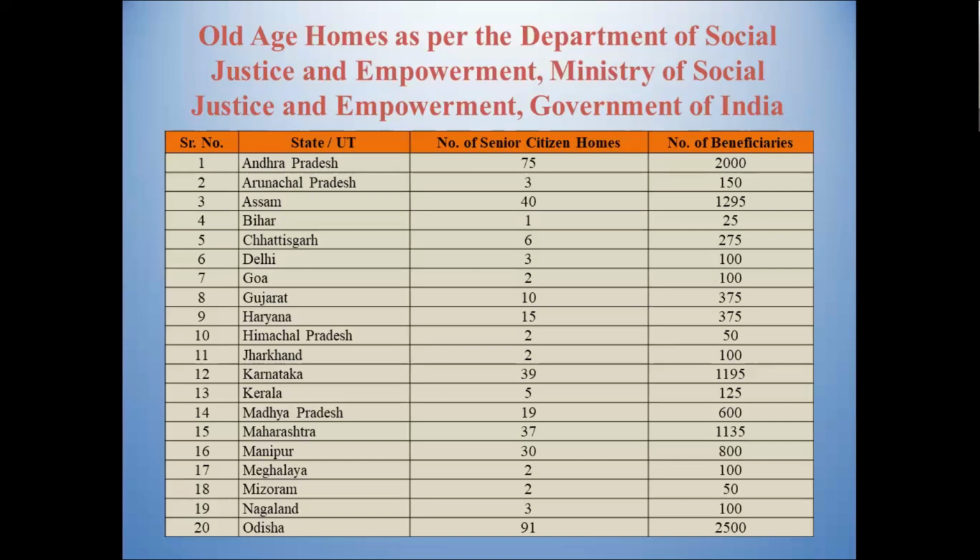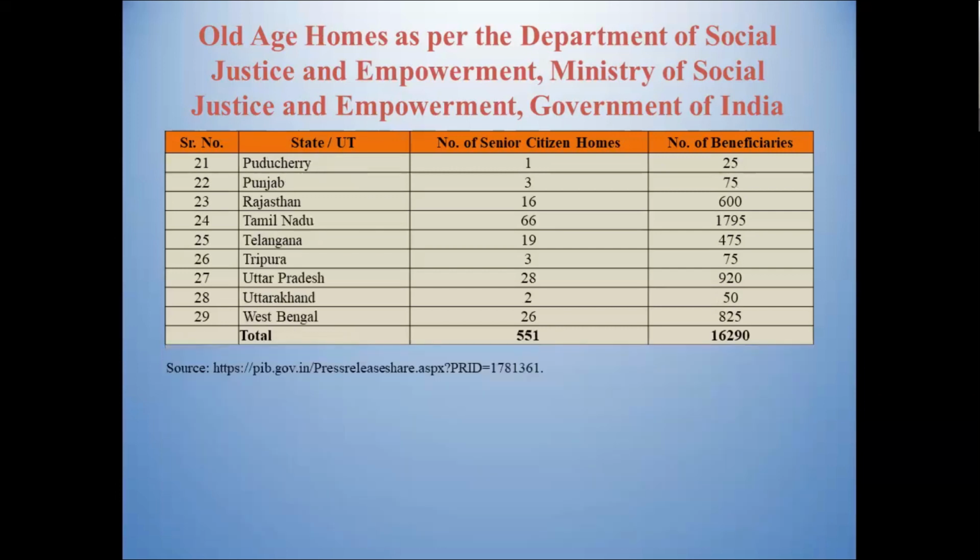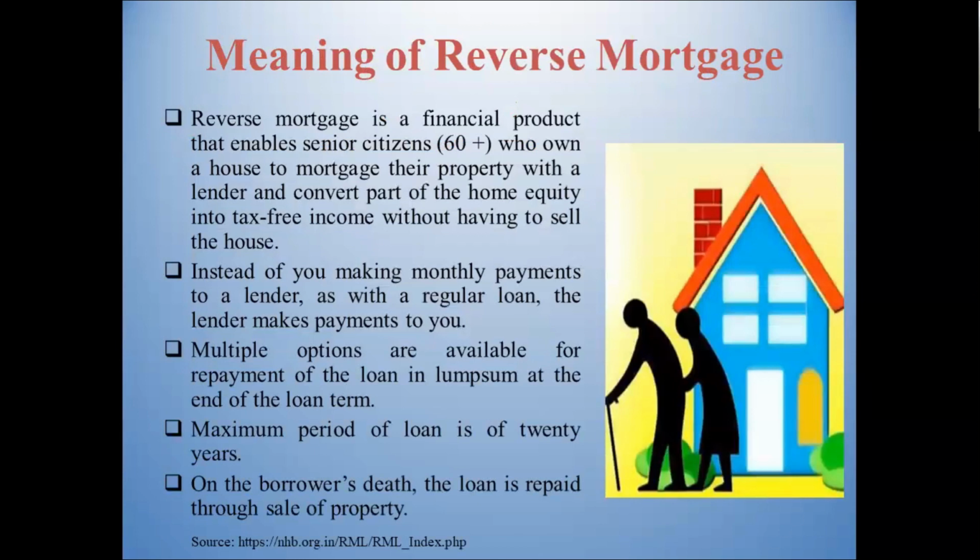And here I am presenting data from one of the reports by the Ministry of Social Justice and Empowerment, Government of India, which presents the number of senior citizens homes or old age homes in the country. And this is the state-wise breakup. In India, by the end of 2021, we had 551 old age homes, and this is the data of only registered old age homes, please remember, whereas the actual number will be far more. So that's why there is a dire need for making people aware about this product, so that old age people can live their second inning in a dignified manner. The product I am going to discuss is reverse mortgage.